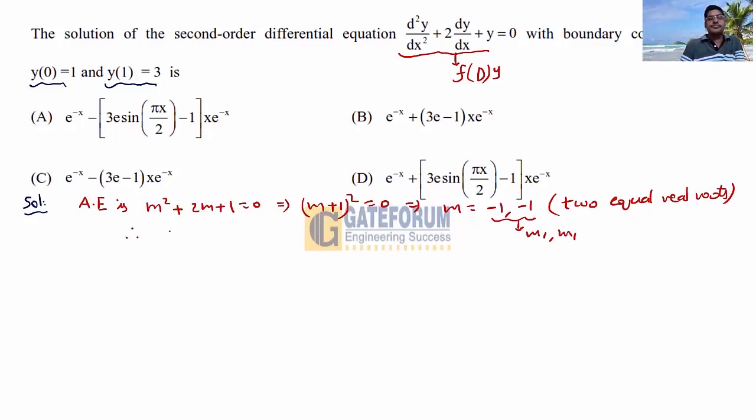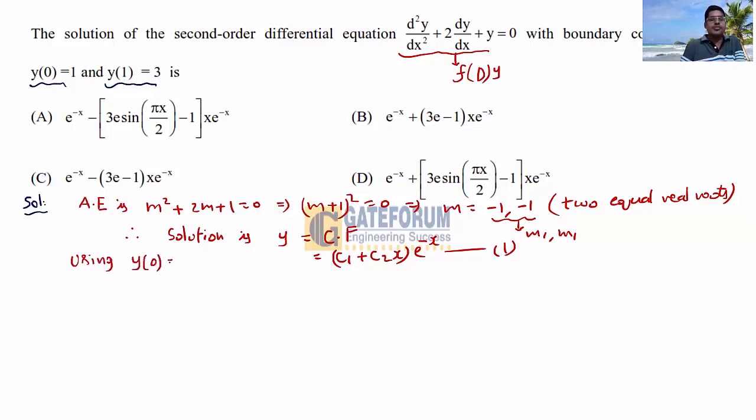Therefore the solution is y equal to CF, where CF stands for complementary function. Whenever two roots are equal, the CF is (c1 plus c2 x) into e to the power m1 x, that is e to the power minus x. Let us denote this equation 1. The two boundary conditions give only y values, with no dy by dx value, so we do not need to differentiate here.